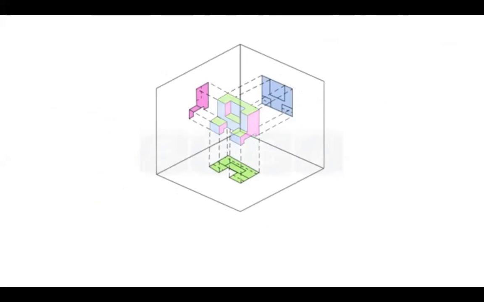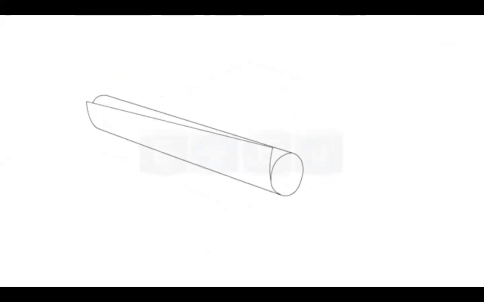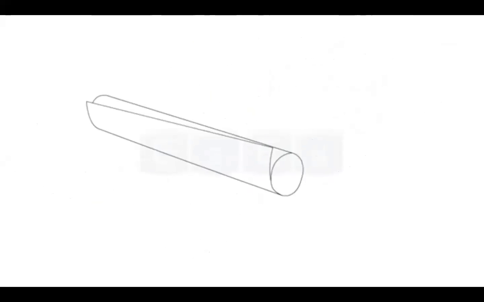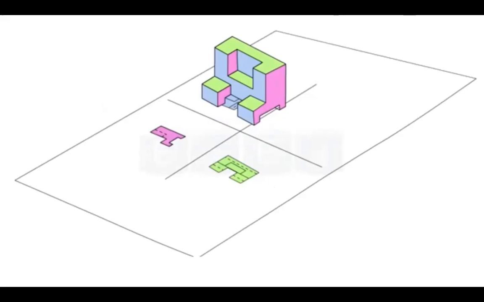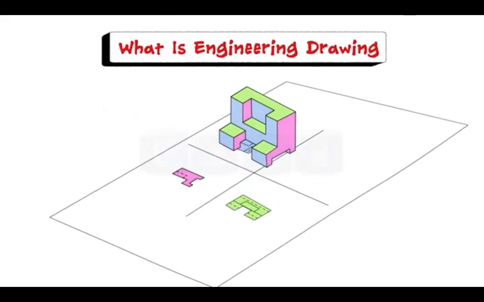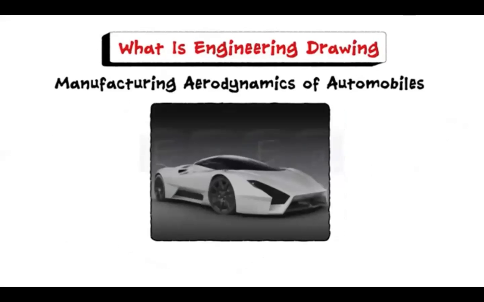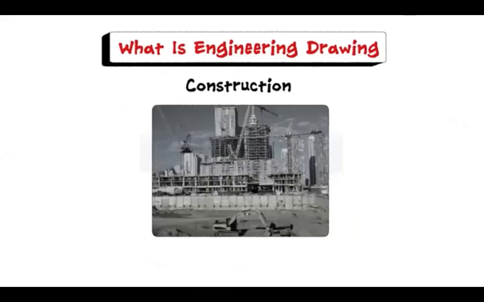More than drawing pictures, it is also a language, a graphical language that communicates ideas and information from one mind to another. Most important, it communicates all needed information from the engineer who designed a part to the worker who will make it. Application of engineering drawing is used in ships, manufacturing, aerodynamics of automobiles, constructions, etc.